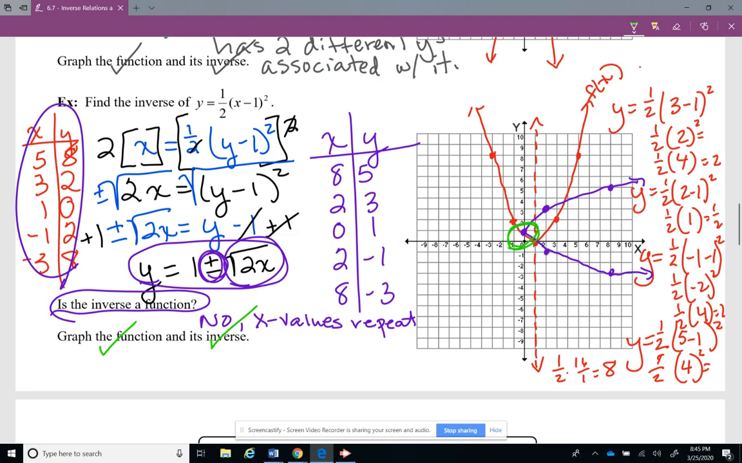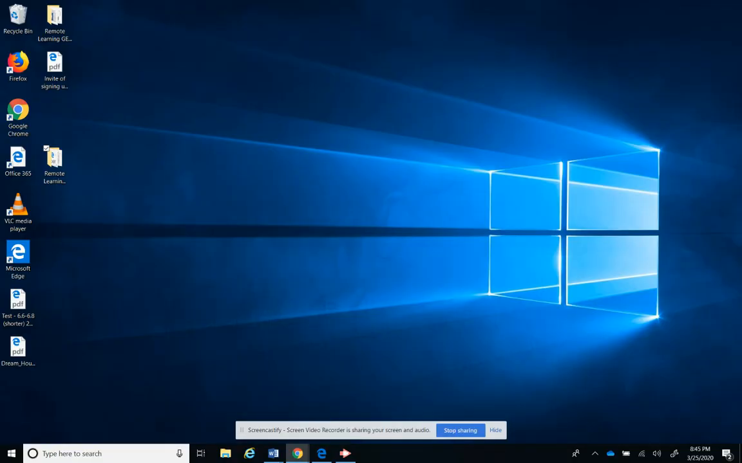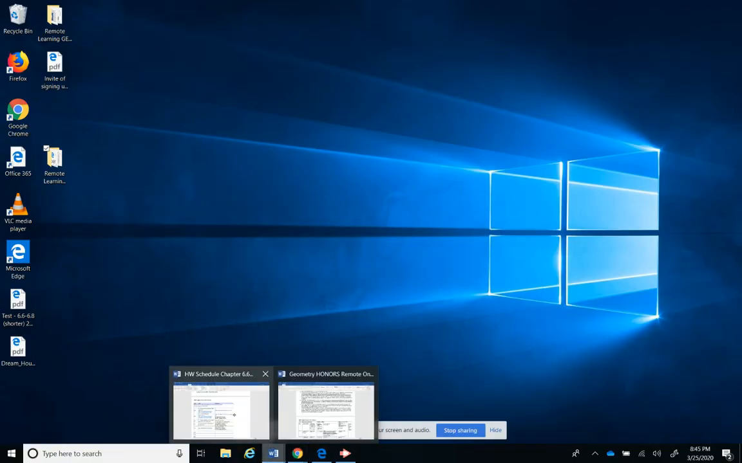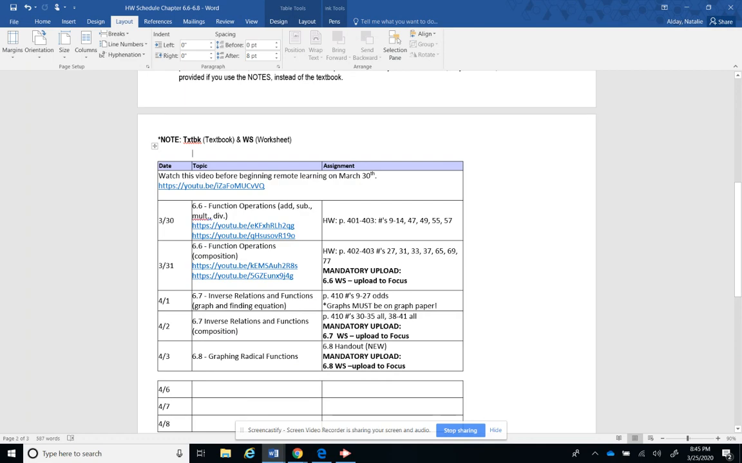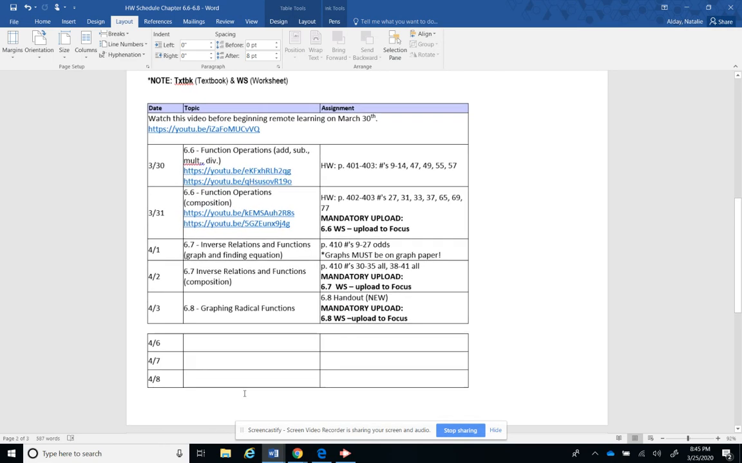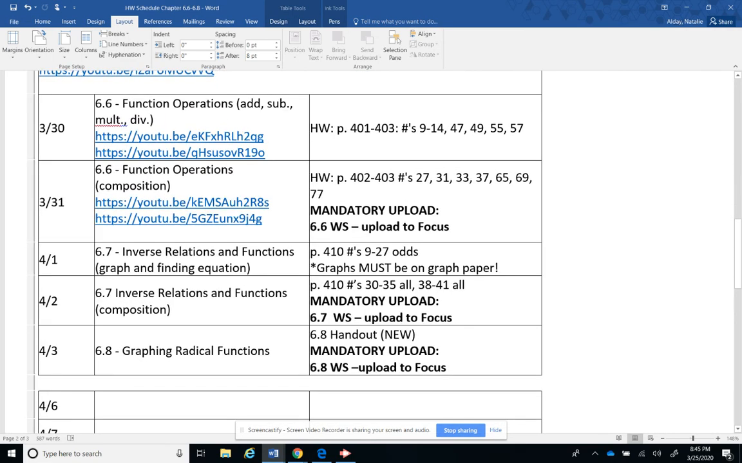All right, so now I'm going to show you what your homework assignment is. I'm going to end up posting this for you, so you'll end up seeing this. But right here, if you look at 4.1, that's what we did today. Inverse relations and functions, graph and finding the equation. Your homework is page 410, 9 through 27 odds.